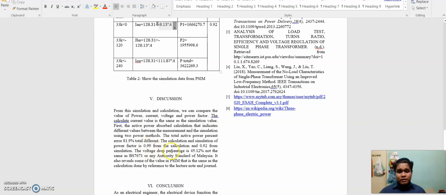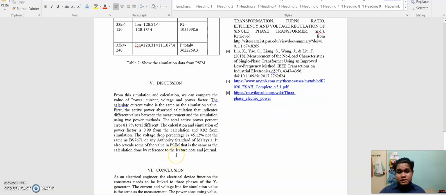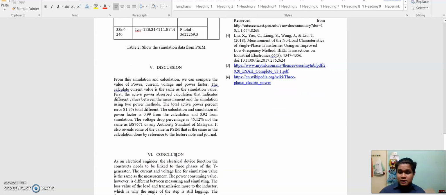The voltage drop percentage is 45.12%, which is not the same as any authority standard of the nation. It also reveals some values that are the same as the calculation done with reference to the lecture note and journal. So lastly, we will go to the conclusion.